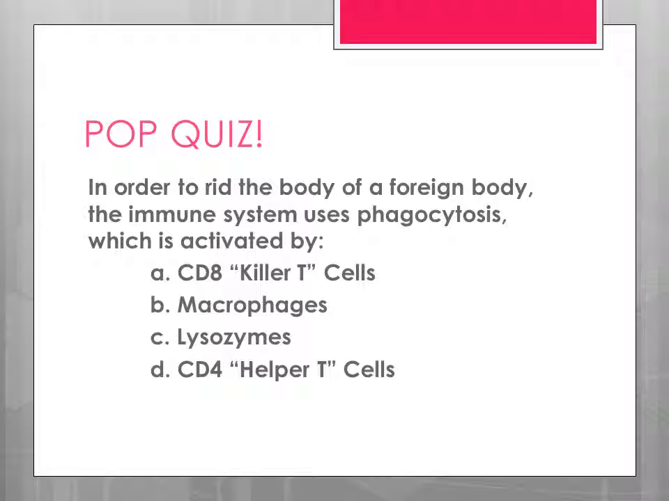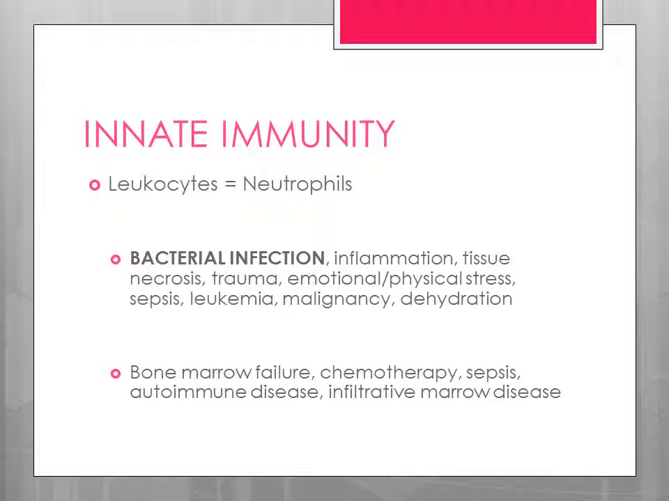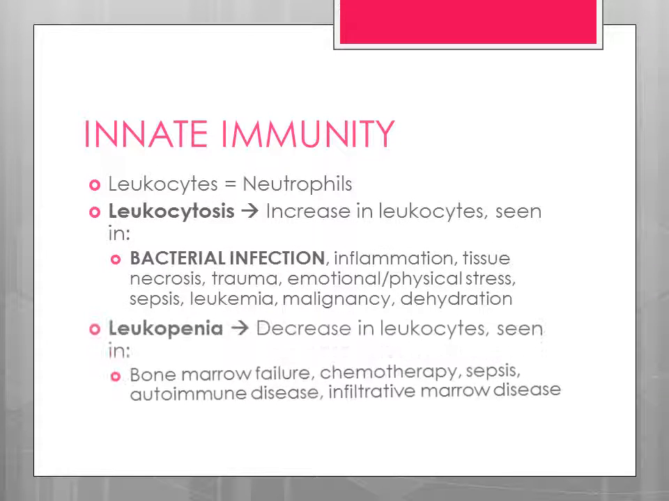All right, so the answer is CD4, or helper T cells. Helper T cells are the ones that are directly associated with activating phagocytosis. So we have innate immunity.